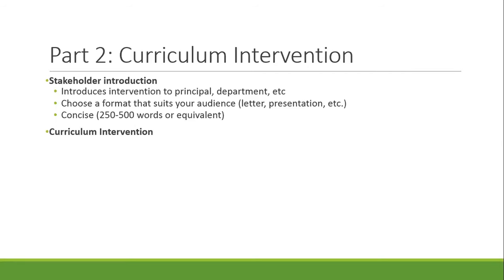For those of you that aren't currently teaching, think of this as if you are writing a letter to a principal or presenting it during a job interview. This is what I would change and why.